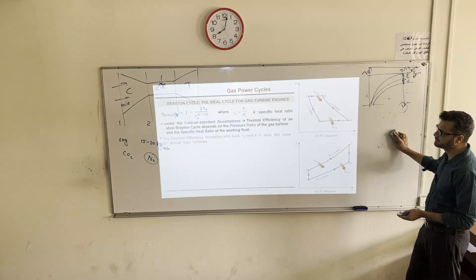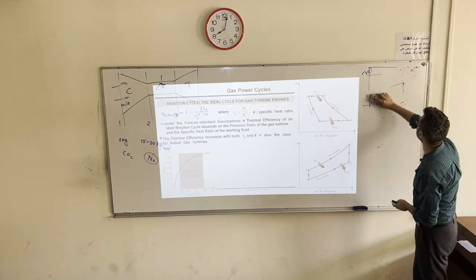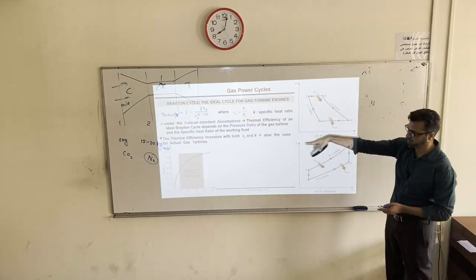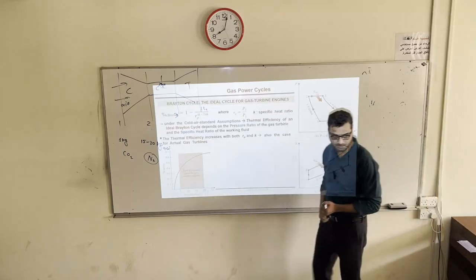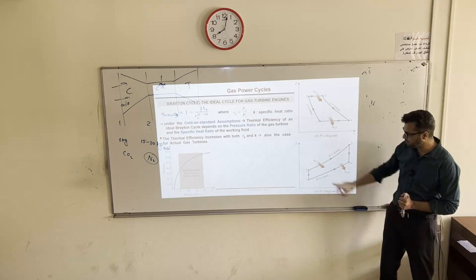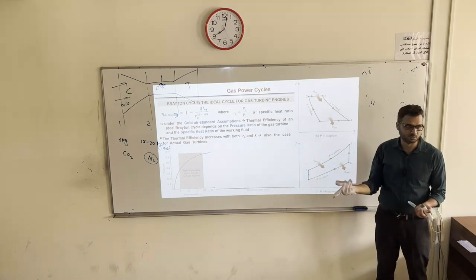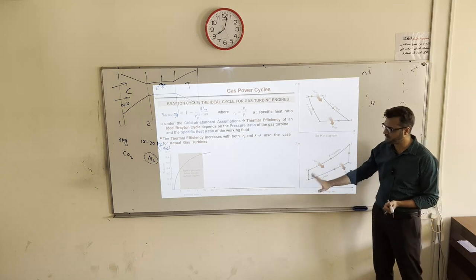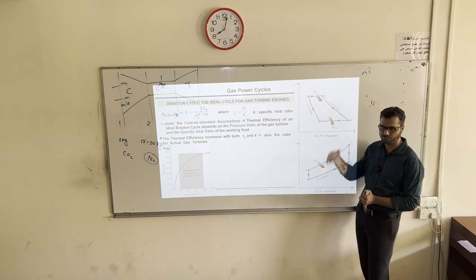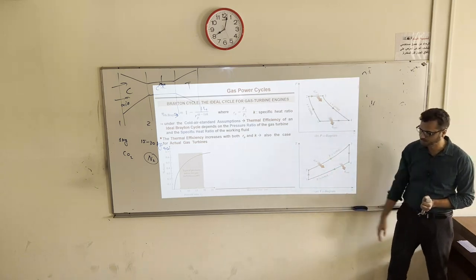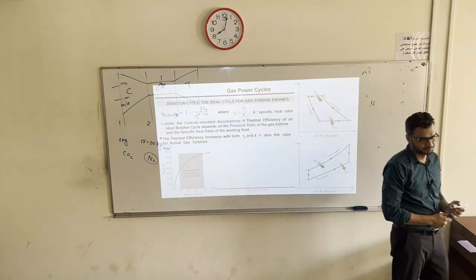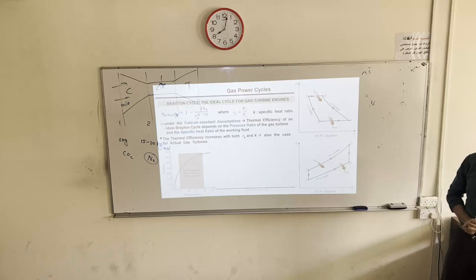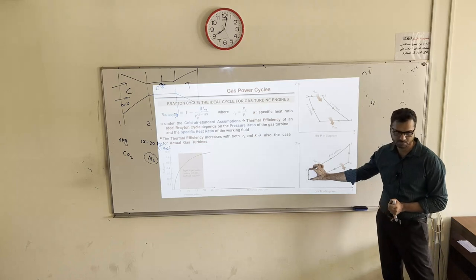Now we can see the effect, just like for Otto and diesel, for different pressure ratios starting from 1. 1 means P2 over P1 is equal to 1. Of course P2 will be higher than P1, so it will be at least starting from 2 onwards. So you will get such a curve for these gas turbine cycles. It's not compression ratio, here it is pressure ratio. What is pressure ratio? The pressure which is increased inside the compressor.